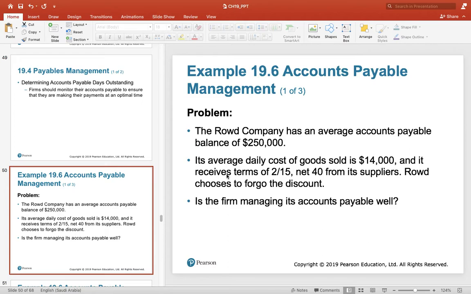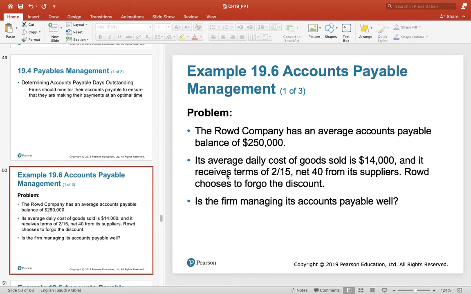What does it mean? Either Rod can pay on the 15th day and get a 2% discount, or if for any reason it fails to pay on the 15th day, it must pay on the 40th day, not before, not after. Because the 40th day is the maximum credit period, it should use it. Pay either on the 15th day or on the 40th day. If you pay on the 15th day, you get a 2% cash discount. If you pay after the 15th day but by the 40th day, you do not get the discount. Now let us see what Rod is doing.